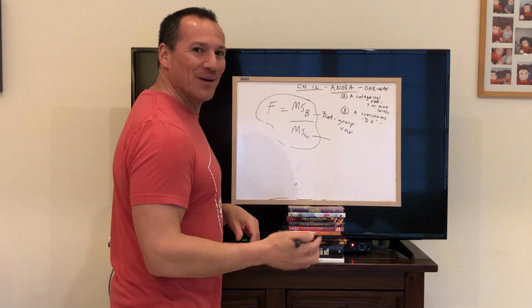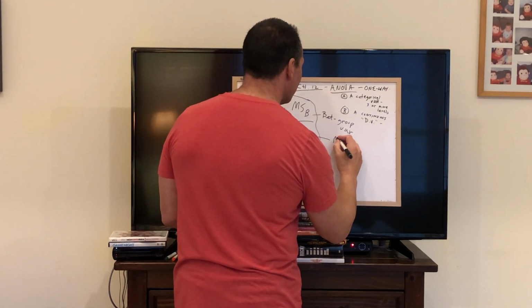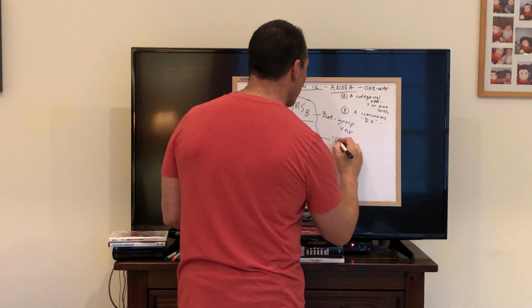MSW stands for mean square within groups, or it is an index of within group variability.